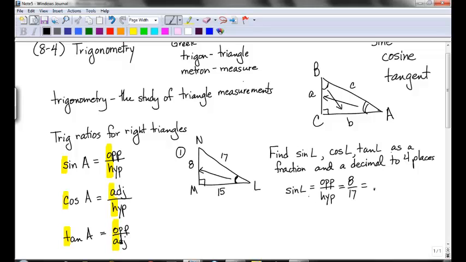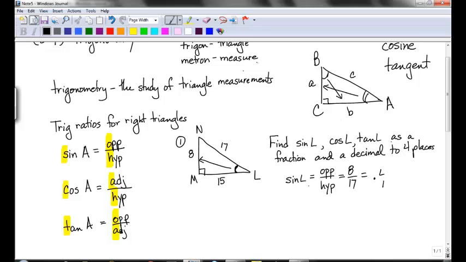I get 0.4706. Okay, so there's 2 answers. They wanted it as a fraction. They wanted it as a decimal. Okay, now they want cosine.